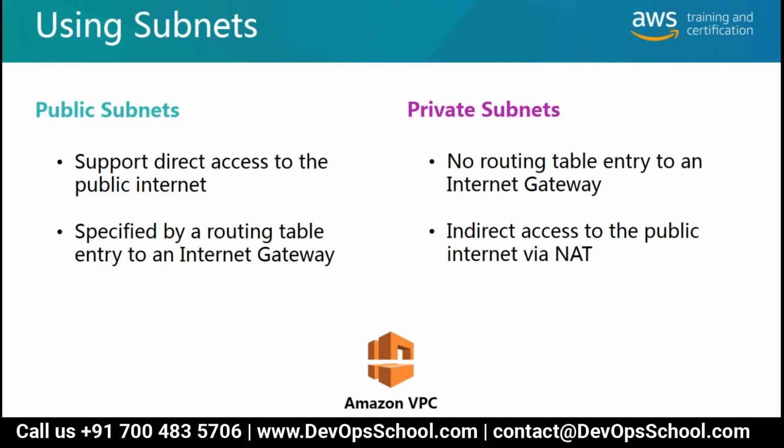So how do you get it? You may still require internet access for your private subnets also. Let's assume your private subnet has a database which requires connecting at the back end to upgrade. Let's say your database wants to have some patching or updates. So that sort of indirect access is given to the internet via NAT. A NAT gateway is used to give private internet access to your private subnets.